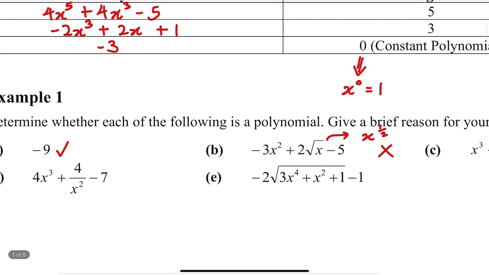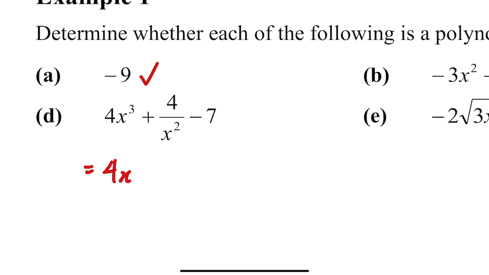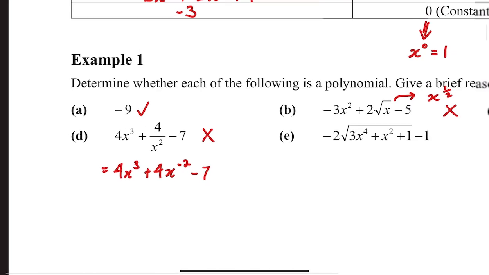If I look at part D now, if I were to rewrite part D, 4x cubed, 4 over x squared, this can be rewritten as plus 4x power negative 2 minus 7. And then we check this power here, negative 2, therefore it is not a non-negative number. This is a negative number, so therefore D is not a polynomial.